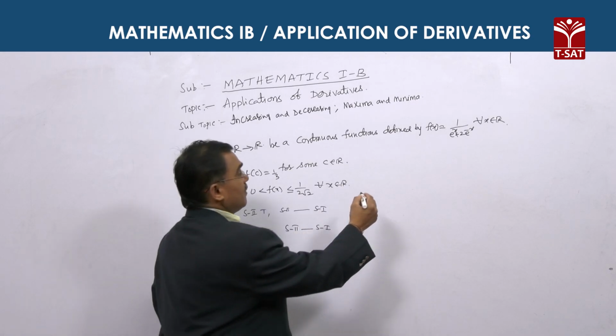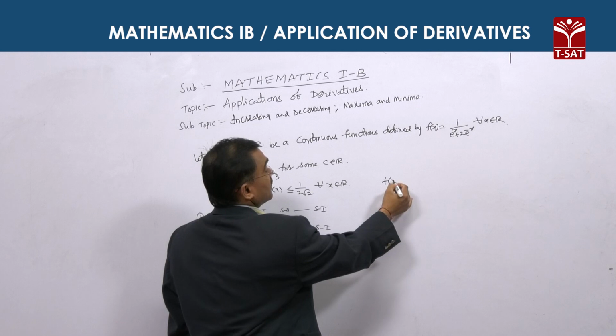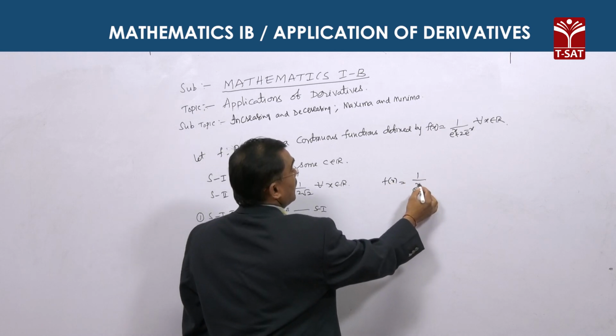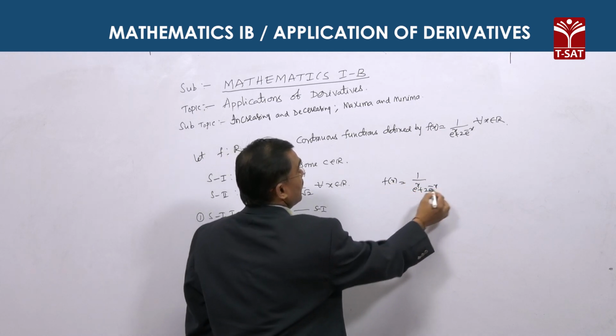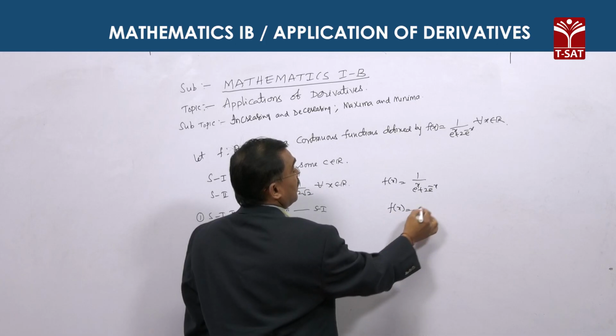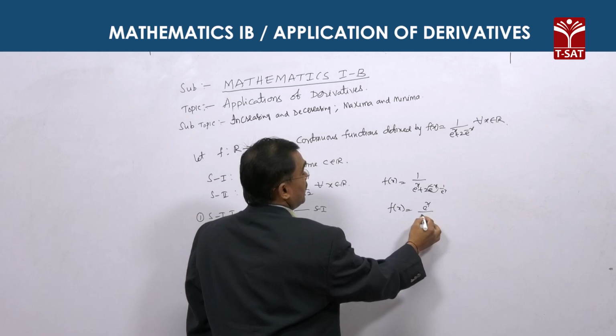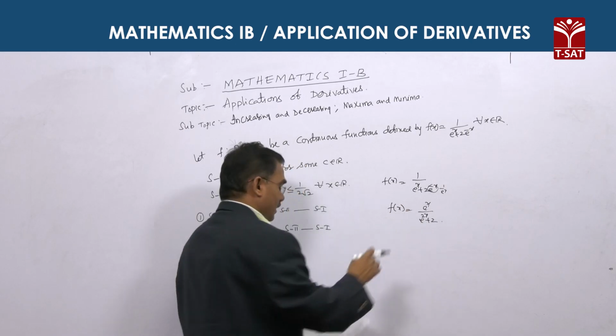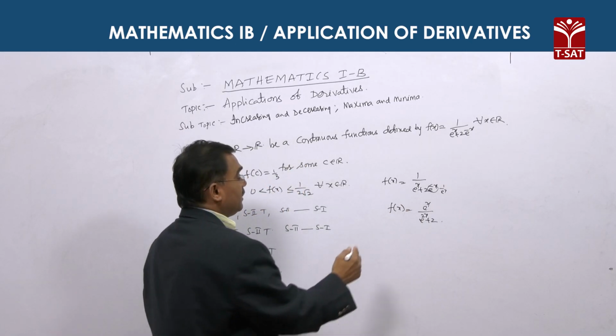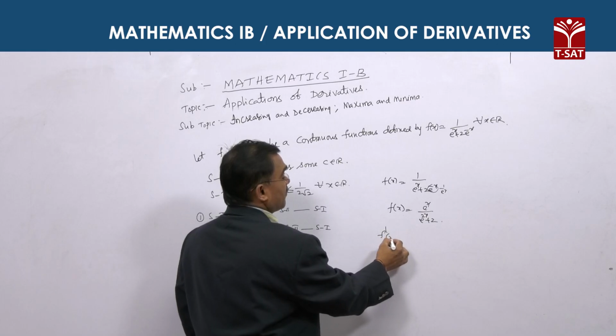So what is the given function? The given function is f(x) = 1/(e^x + 2e^(-x)). This can be written as f(x) = e^x/(e^(2x) + 2). For finding the maxima or minima, first find f'(x).